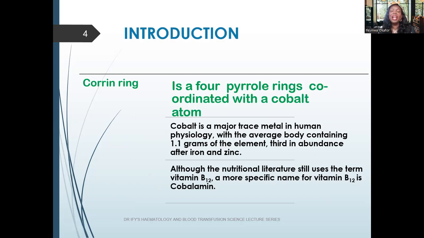What we call the corrin ring is actually a four pyrrole ring coordinated with a cobalt atom. Cobalt is a major trace element. It's a major trace metal in humans, with the average body containing about 1.1 grams of the element. And it is the third most abundant trace element after iron and zinc.